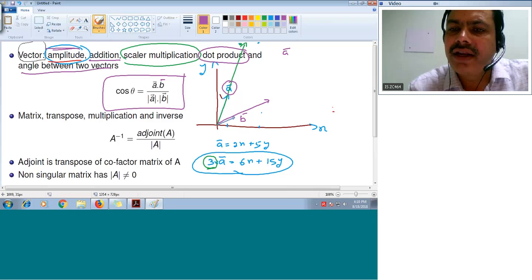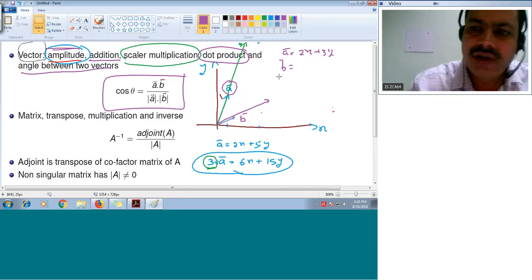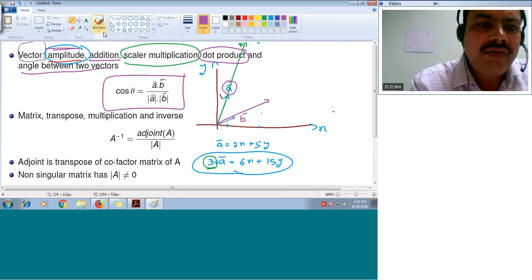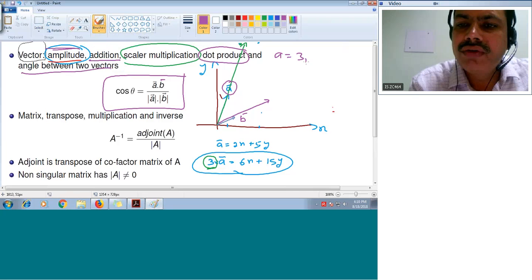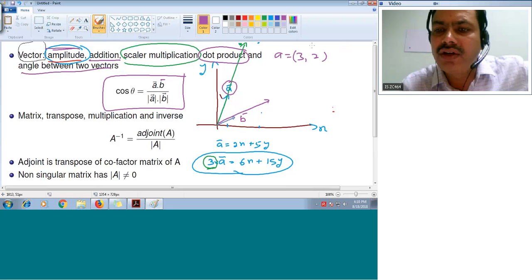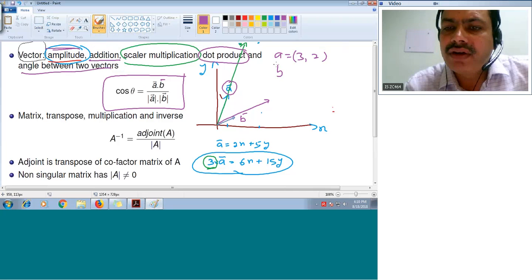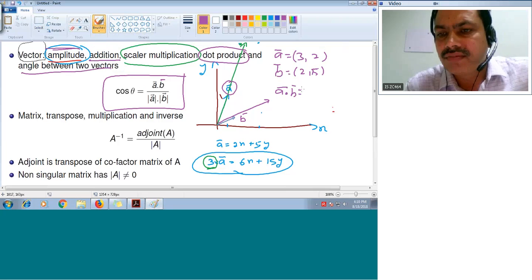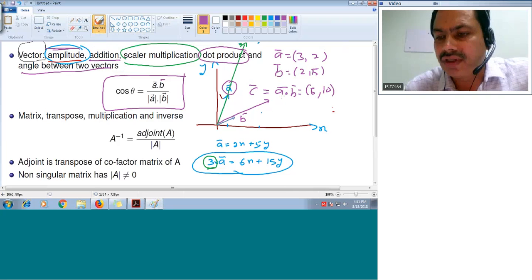Let me write the vector representation, which would be more appropriate. Vector A is equal to (3, 2), that is 3x plus 2y, and vector B let me call (2, 5). Then A dot B is term by term multiplication. It would be a new vector, say C, which is 3 into 2 is 6, and 2 into 5 is 10. This is the new vector.